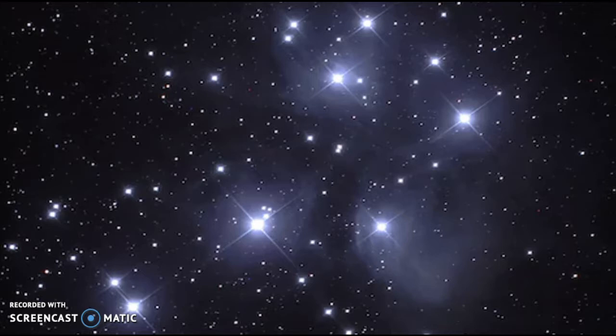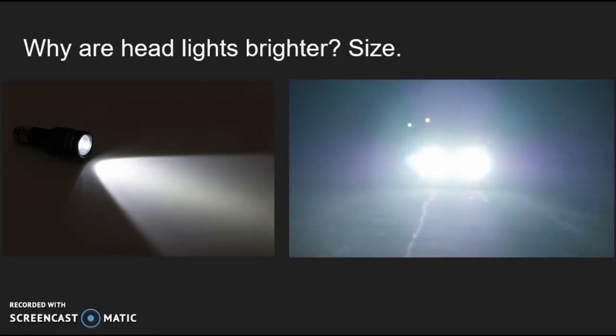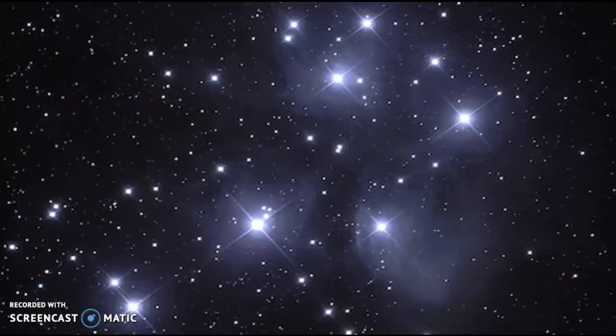The first and easiest reason is because some are different sizes. Imagine we have a little flashlight versus car headlights. Which one is going to be brighter? The car headlights are going to be brighter because they're way bigger than a flashlight, unless you have some crazy flashlight. But we're not going to worry about that. So headlights are bigger, therefore they're brighter.